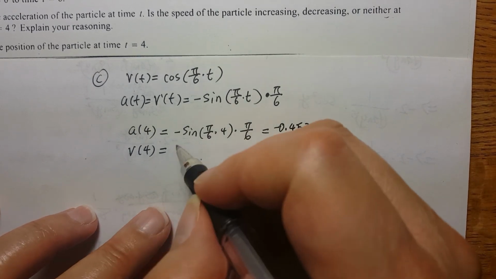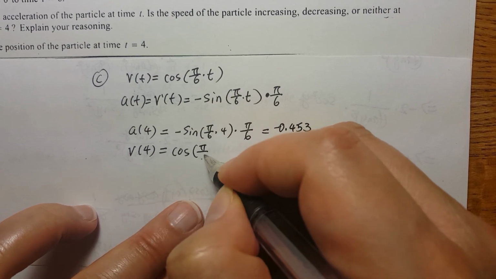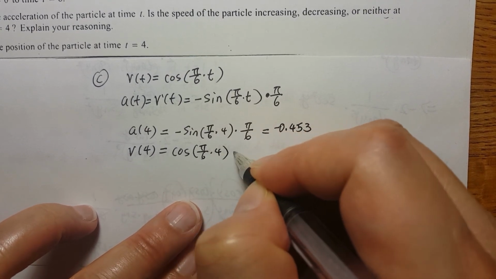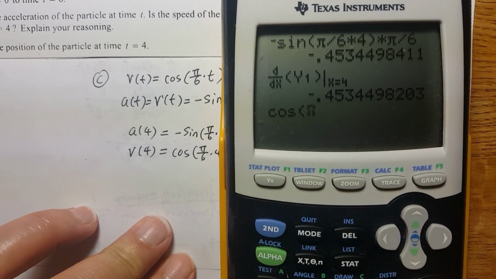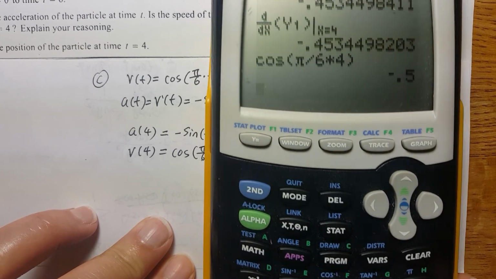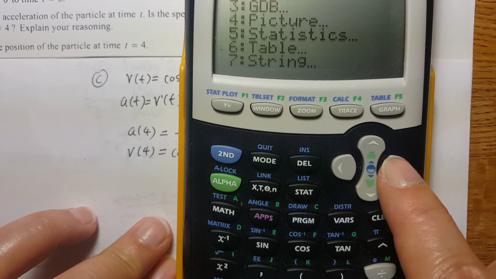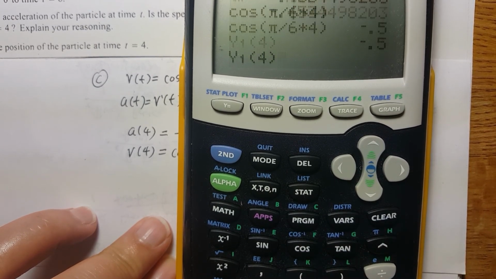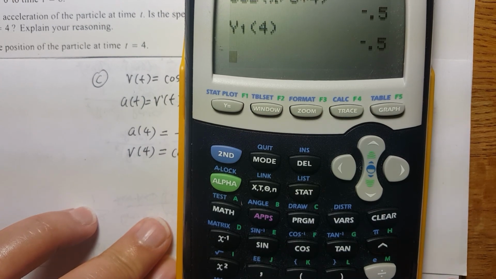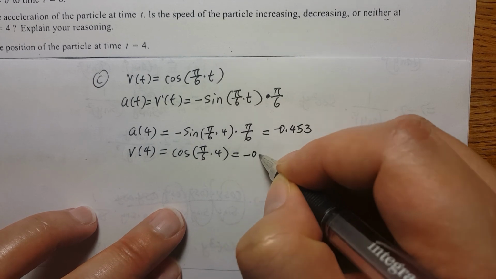Now we have to find v of 4. So one way is you type in cosine of pi over 6 times 4. Again, you get negative 0.5. The other way is, you already have your function y1, so you do y1 of 4. So you get the same answer. So either way, you use it according to your situation.